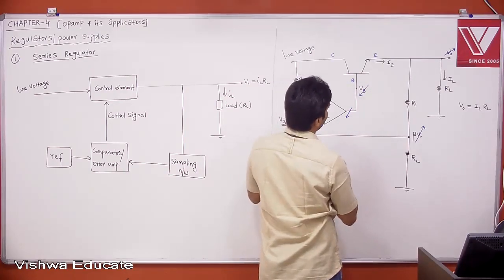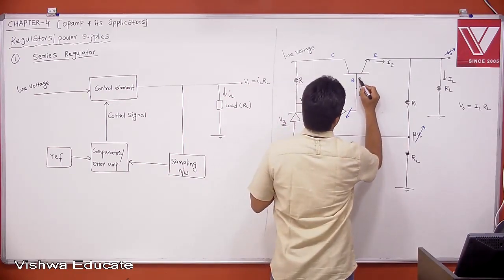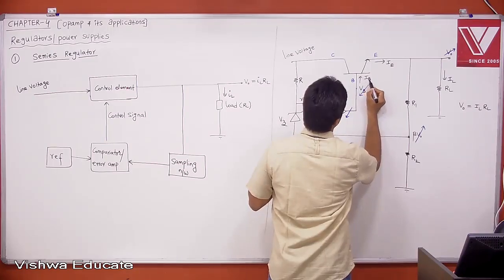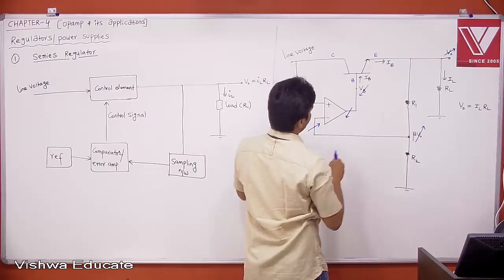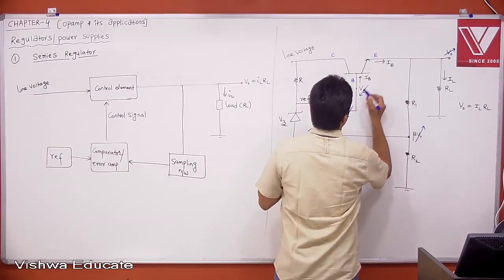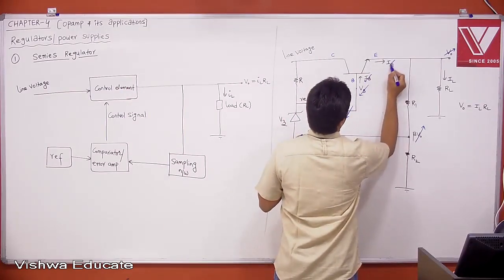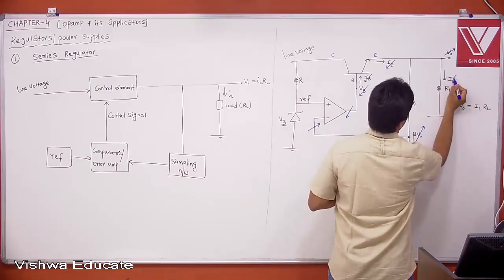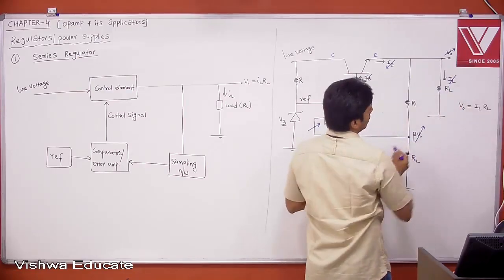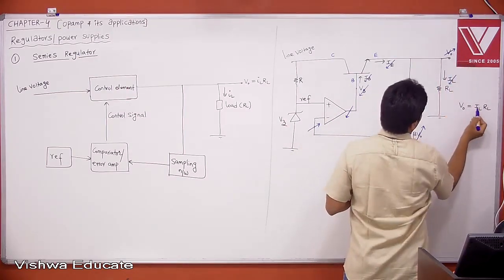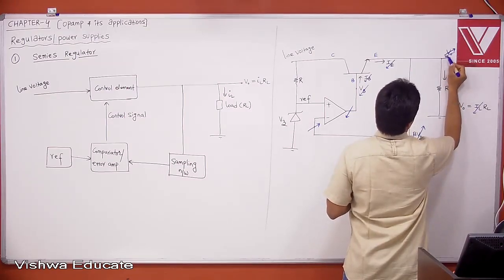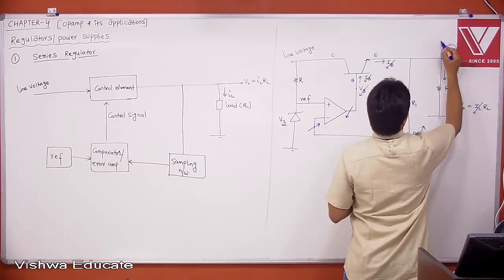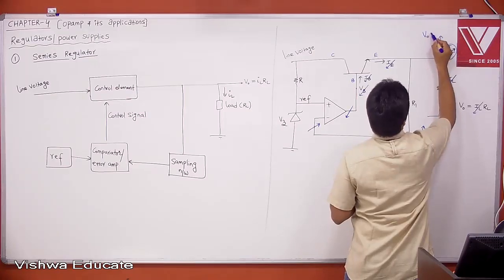Whatever current is flowing, this is your IB. When IB is decreasing, your IE will decrease. When IE is decreasing, your IL will decrease. When IL is decreasing, your V0 will decrease. Therefore, when V0 is decreasing, but overall, if you see, your V0 will be constant.